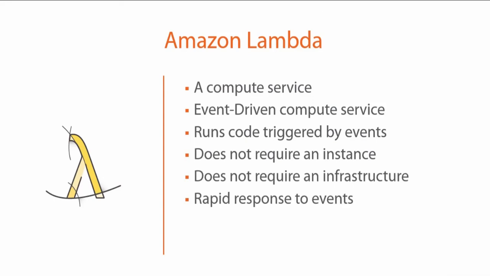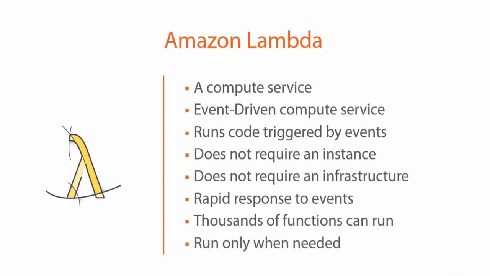You're talking 2 milliseconds or less response time to an event. As soon as that event is triggered, you're able to respond with whatever code you see is necessary to take action. You can do thousands of functions that can run in parallel at the same time. So you can have one function that's running against one particular event that got triggered, or you can have thousands of these functions that are running at the same time. So it's a very scalable environment. And you run it only when needed. That is the beauty of it.